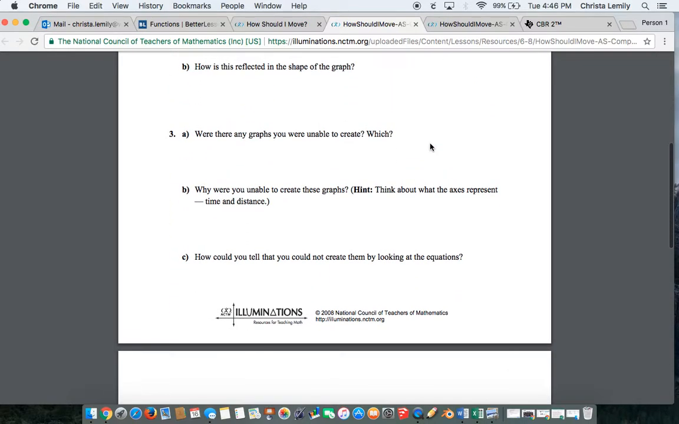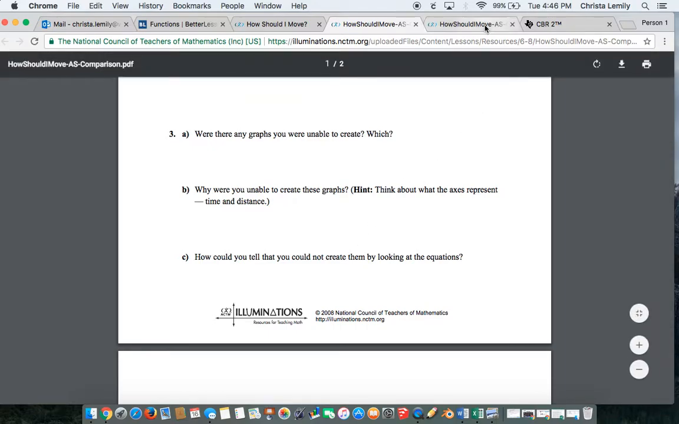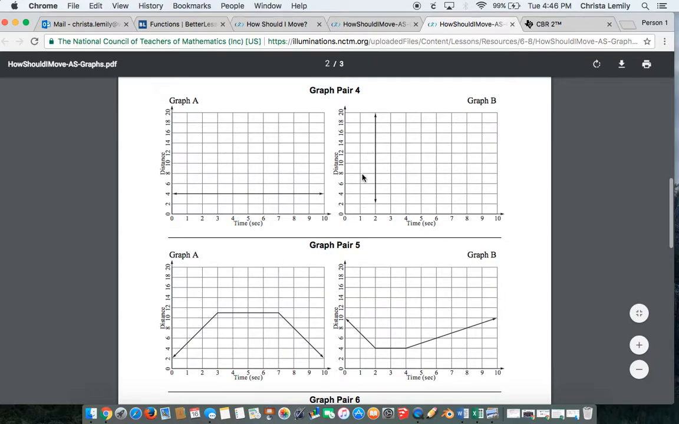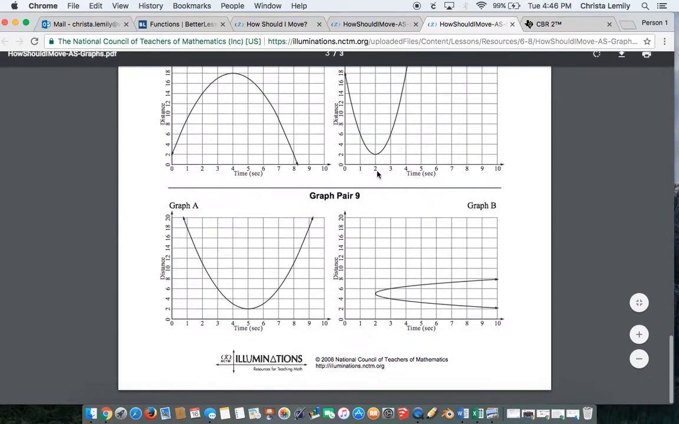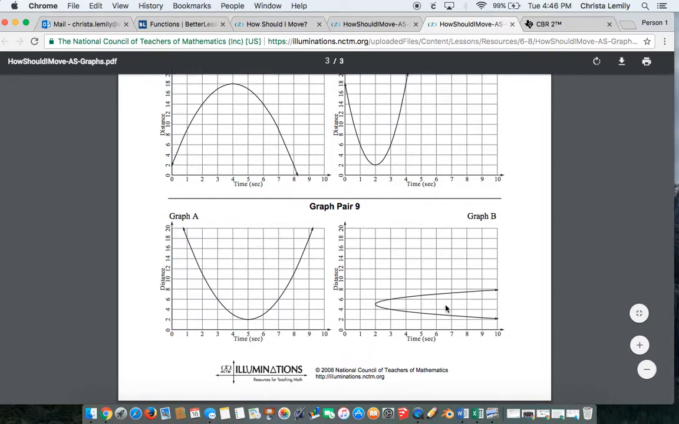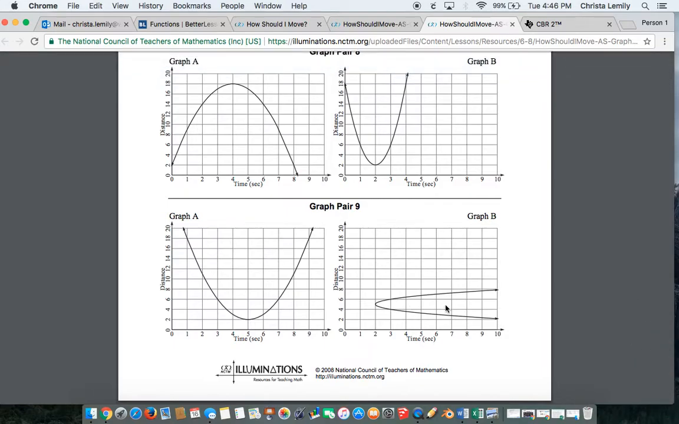What was really cool too was when we were able to talk about which graphs could you not create. And you could not create graph pair 4B, and you could not create 9B. And it was neat for the students to understand and try out a lot of ideas of how to do it and know why they couldn't, because it brings up the conversation about a very major topic. What is a function? What is not a function? How do you know, with the vertical line test, that you have a function?